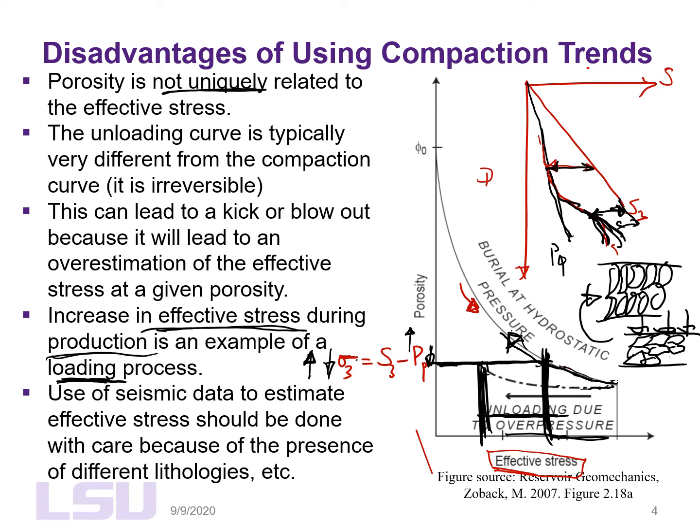It's also important to note that there could be some disadvantages of using compaction trend. I already mentioned before that in sands it's not a good idea, in carbonates it's not a good idea because that normal compaction trend works well for shales. So the use of seismic data to estimate effective stress should be done with care because you could have different lithologies. You're not likely to have shale all the way from the surface to the formation of interest.